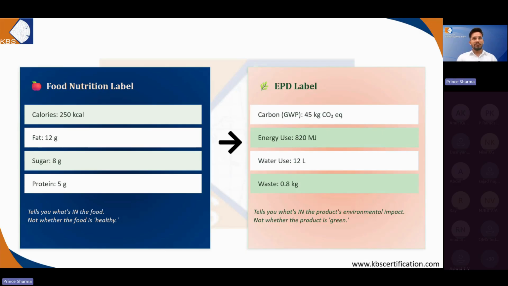Similarly, an EPD gives you different environmental impacts. It gives you eutrophication, acidification, human toxicity, and if we talk about climate change, there are a lot of things: carbon, energy use, water use, waste. There are a lot of categories that we discuss and declare in the EPD. So let us go deeper into the EPD.